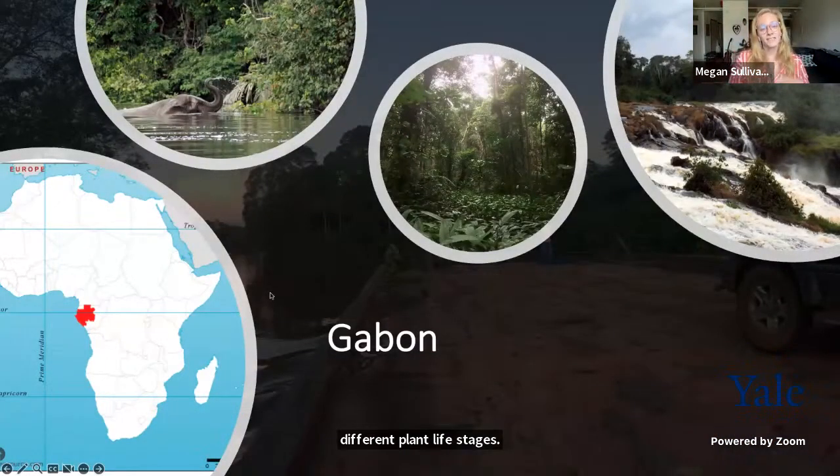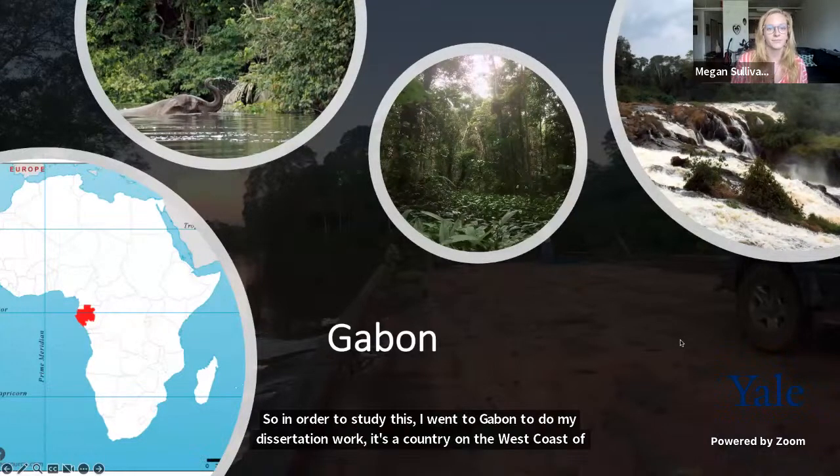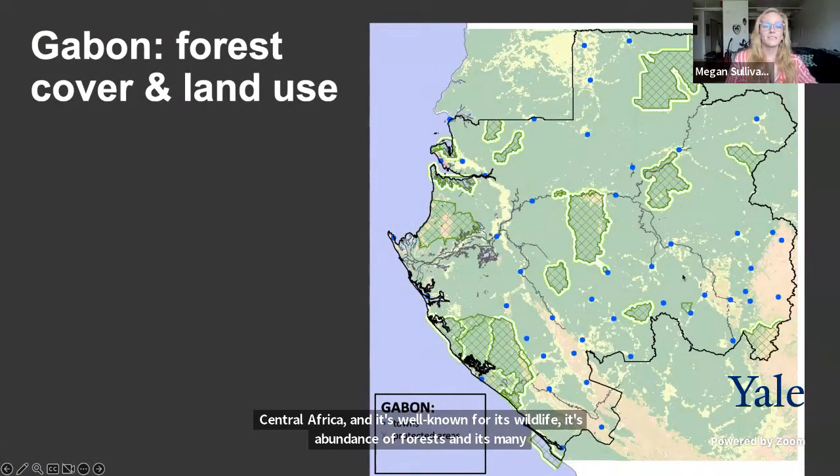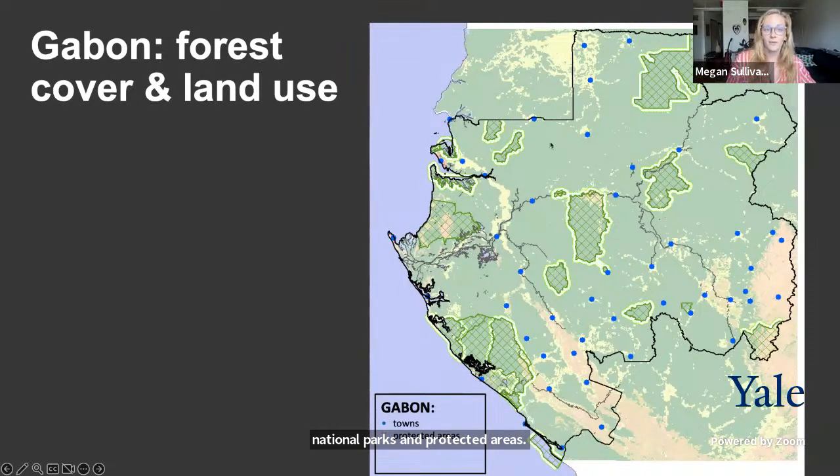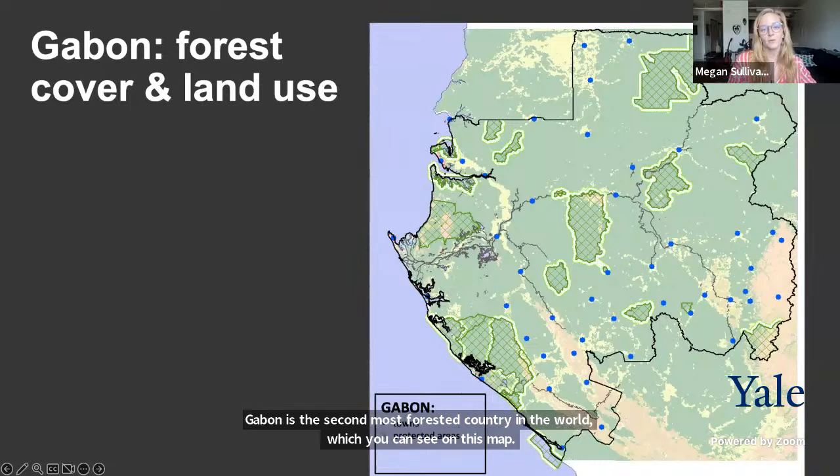So in order to study this, I went to Gabon to do my dissertation work. Gabon is a country on the west coast of Central Africa, and it's well known for its wildlife, its abundance of forests, and its many national parks and protected areas. Gabon is the second most forested country in the world, which you can see on this map. It has almost 90% forest cover, which is all of the green colored areas in the background, which makes it an excellent place to study forest ecology.